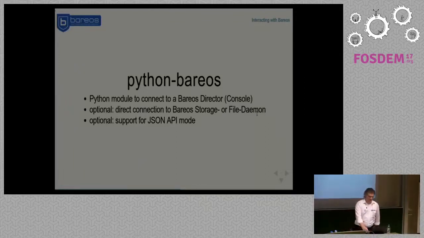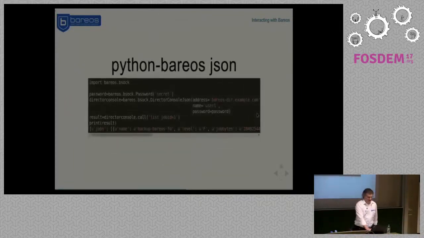So, with the same example as before, you first have to prepare your password. You import the bareos bsock class, prepare your password, then use the DirectorConsoleJson class, connect to this address with this user and this password, and then you call the command that we issued before, and you immediately get returned a Python structure with the data included. Also not the result text, just the real result. If there is an error, then you get an exception. So this is quite usable to create your own scripts.